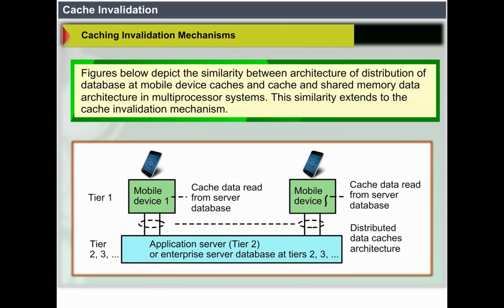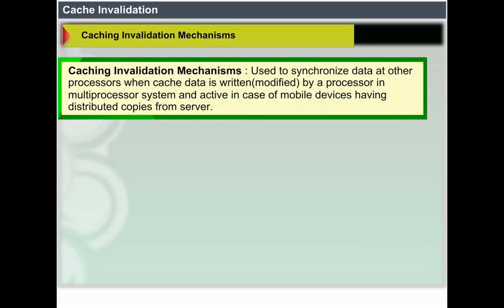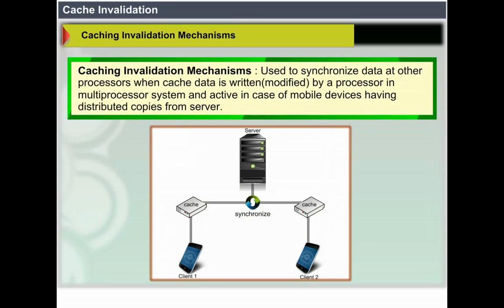Figures below depict the similarity between the architecture of distribution of database at mobile device caches and cache and shared memory data architecture in multiprocessor systems. This similarity extends to the cache invalidation mechanism. Caching invalidation mechanisms are used to synchronize data at other processors when cached data is written or modified by a processor in a multiprocessor system, and are active in case of mobile devices having distributed copies from the server.